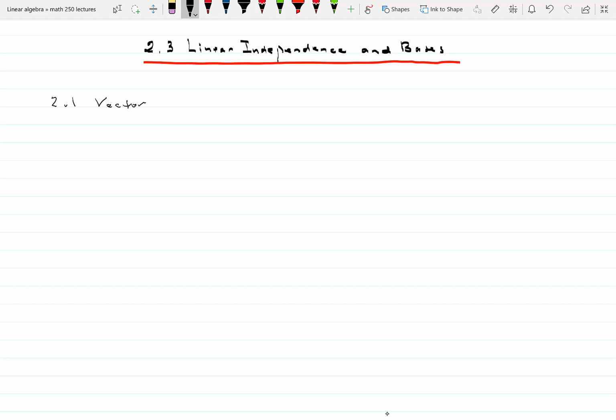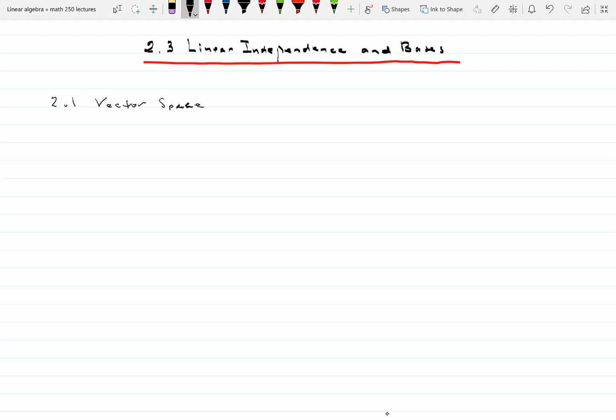In section 2.1, I gave you an introduction to the concept of a vector space. A vector space is a non-empty set of objects called vectors that satisfy certain properties, and on that set is defined an addition, which we call vector addition, and scalar multiplication.